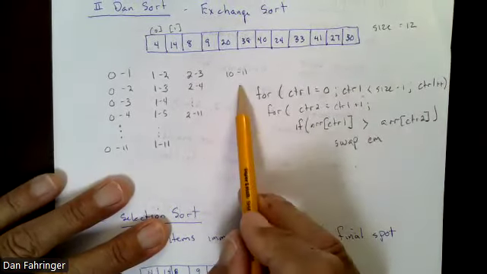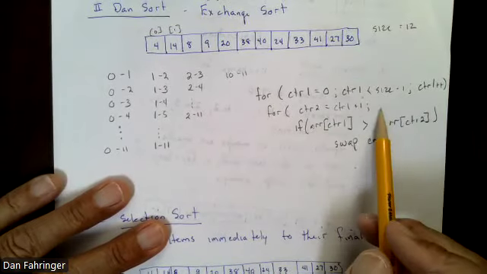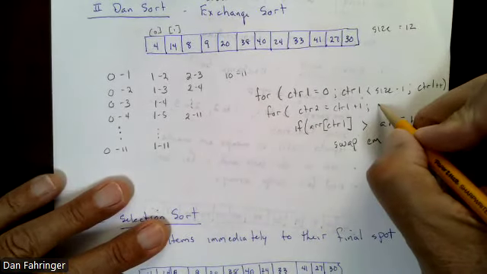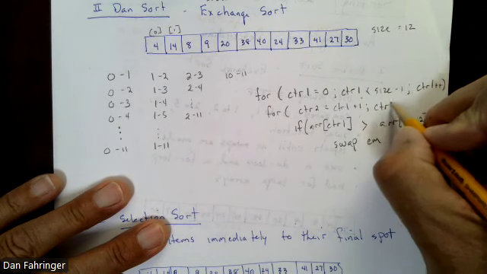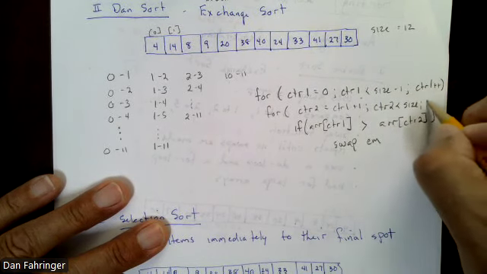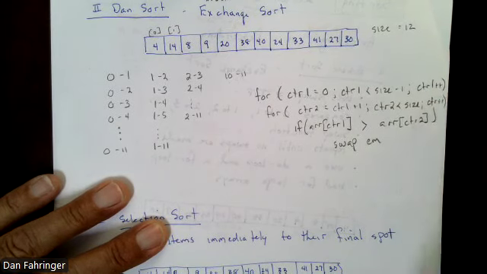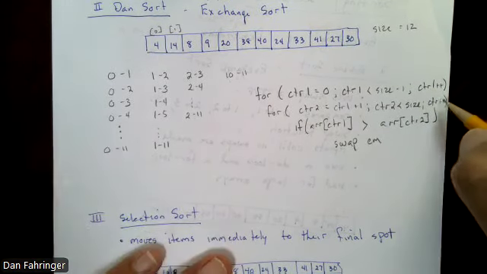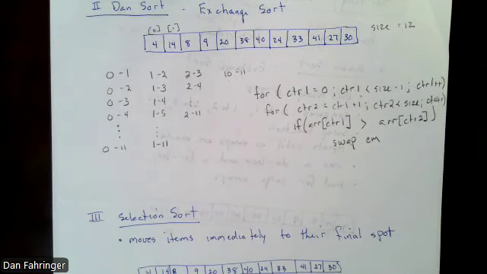It went all the way up to 11. So this time, less than size. Counter 2 is less than size. Counter 2 plus plus. Ah, ran out of room.